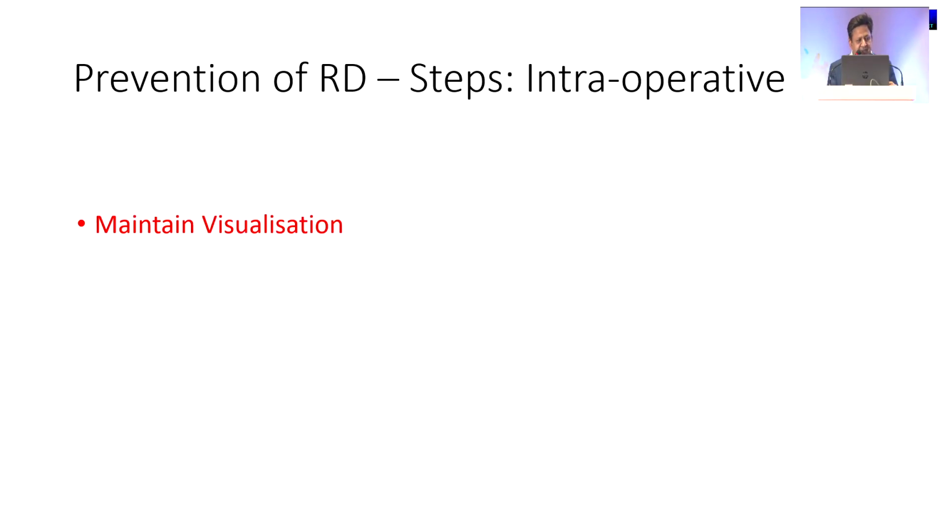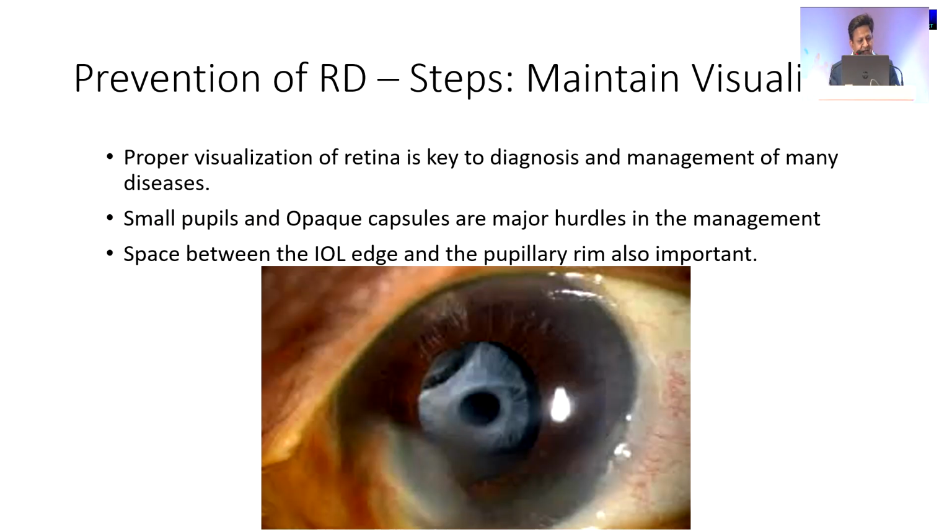And then there are several intraoperative steps that every cataract surgeon should take while operating. The first thing is to maintain the visualization, because proper visualization of the retina is key to diagnosis and management of many retinal diseases post-operatively. And if you have something like this, it is almost impossible to see the retina post-operatively. So we have to take care that we don't land up in these situations.